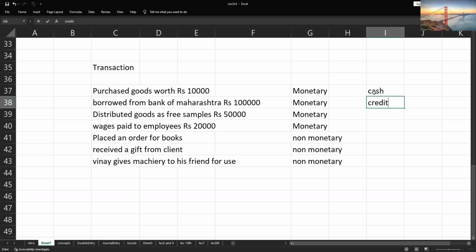So that's all for today. We understood what is a transaction, what is monetary, what is non-monetary, what is cash transaction, and what is credit transaction. So that's all for today.